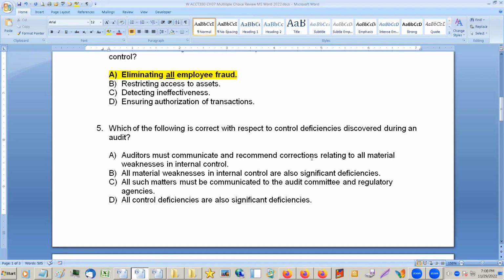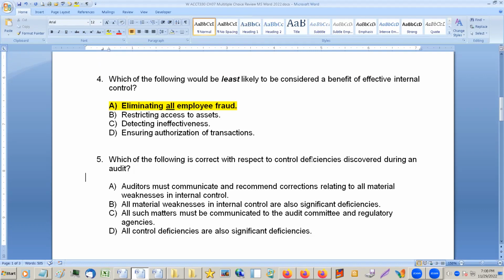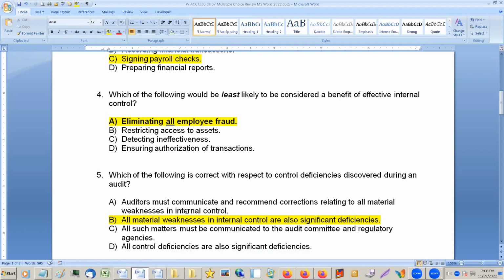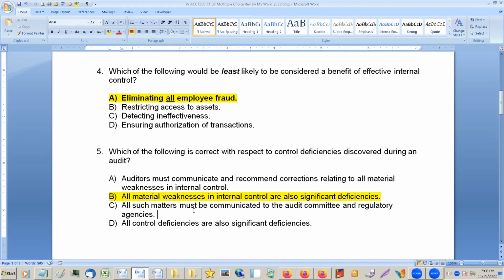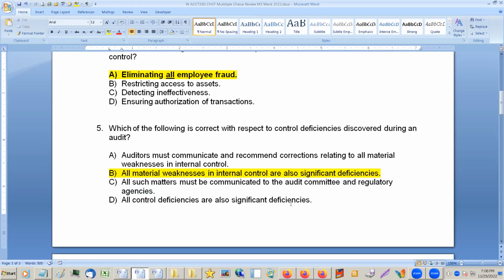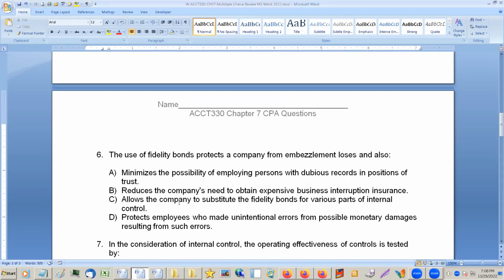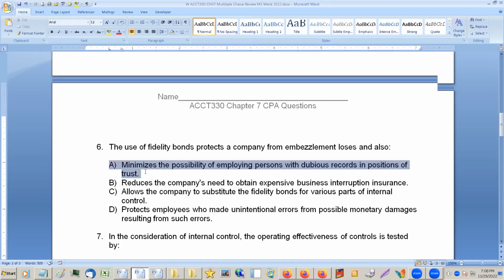Let's go to this one. Yes, this one is correct. Good. C isn't bad. A couple things there. You do not report those to regulatory agencies. And second of all, you do communicate with the audit committee, but only for those things that are material or significant. Okay, let's go to 6. Bonding is like an insurance policy, and they basically will not insure an employee if they have a dubious background.